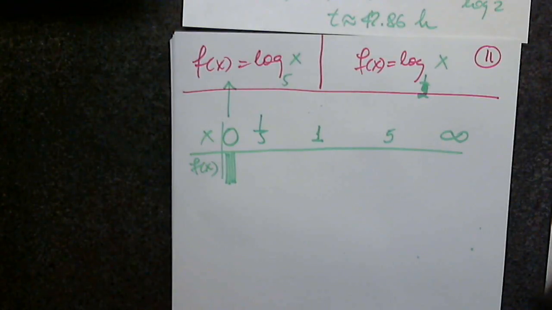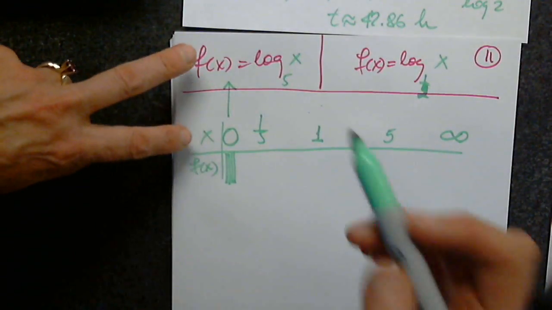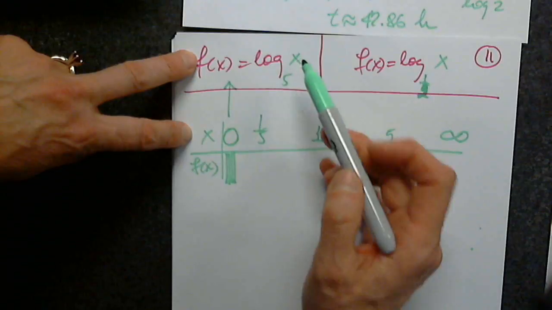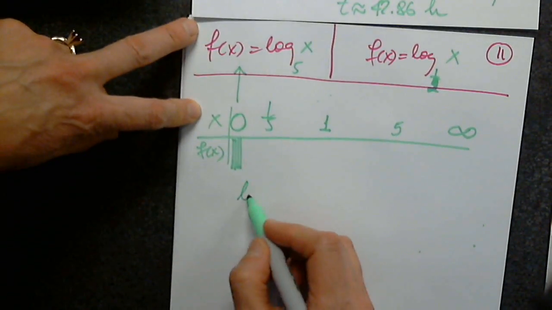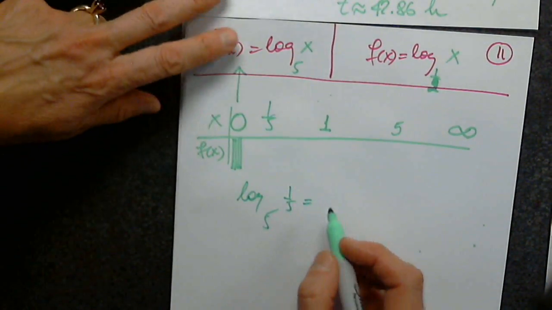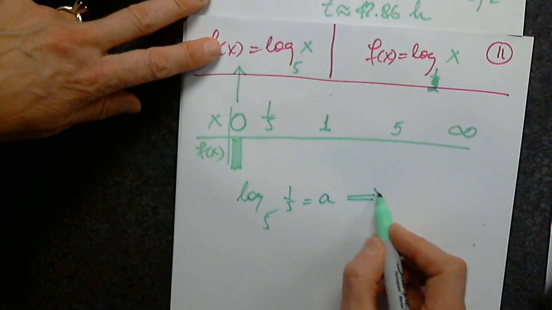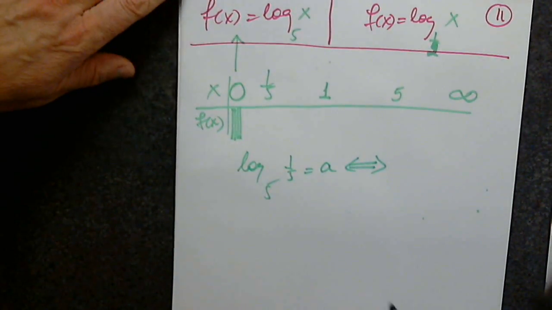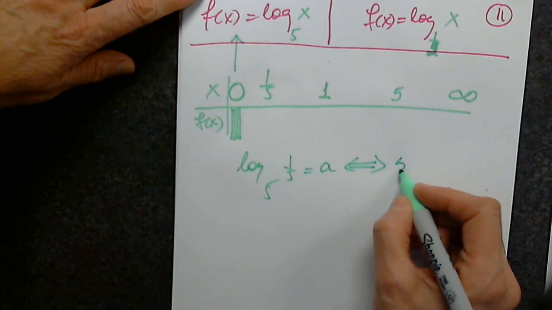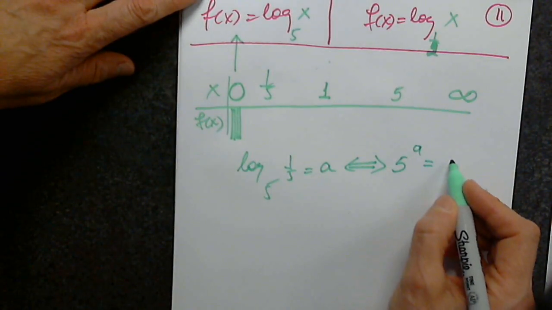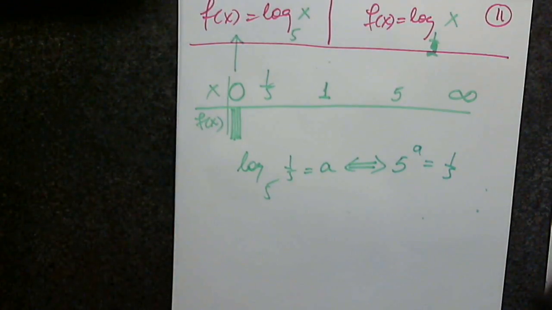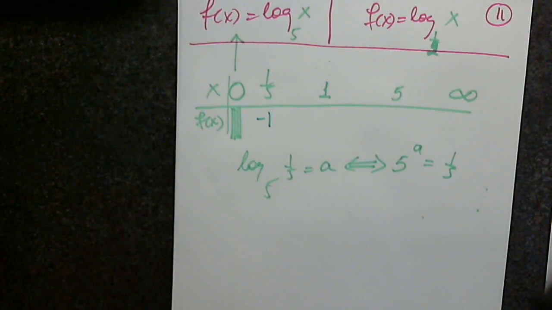But if you ask me log base 5 of 3, I'll say 5 raised to what power is 3? I have no idea. Good. So let's plug it in. So log base 5 of 1/5 is a. This is equivalent to, I have no idea what this is, but I can change it into raised to equals. Good. So what power will I raise 5 to get 1 over 5? -1. Thank you.